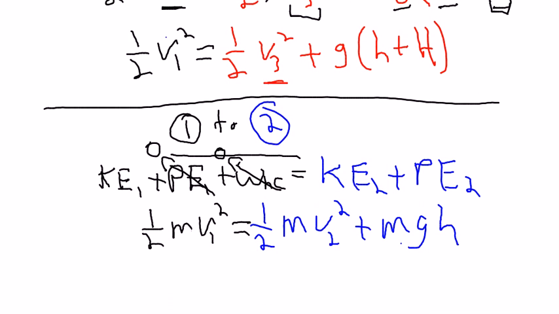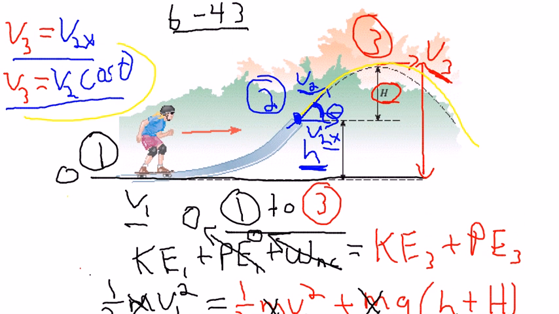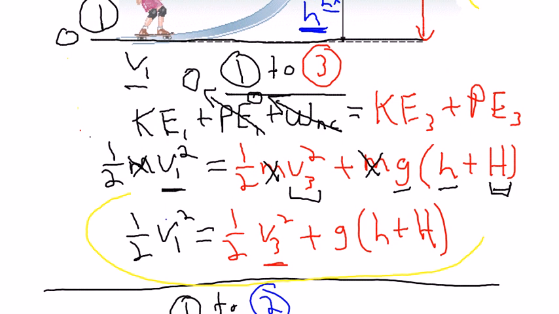So mg times lowercase h. Once again our masses can be cancelled out and you're left with an equation that has v2 in it, which you're trying to determine, and the only other terms are v1, which is given to you, h, which is given to you, and g, which is 9.8. Solve this equation to determine what v2 is, and once you've solved for v2, you can go up here, figure out what v3 is, and use v3 in order to solve for that height.